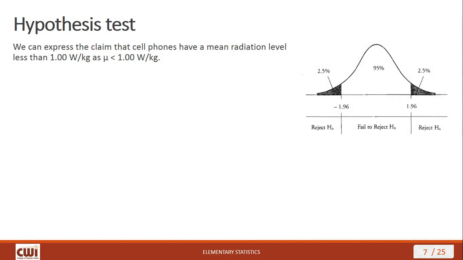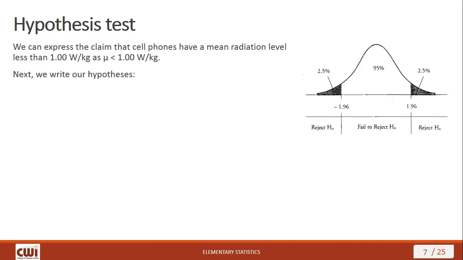First, we express the claim in symbolic notation. So cell phones have a mean radiation level less than 1 watt per kilogram. So symbolically, we can write that as mu is less than 1 watt per kilogram.